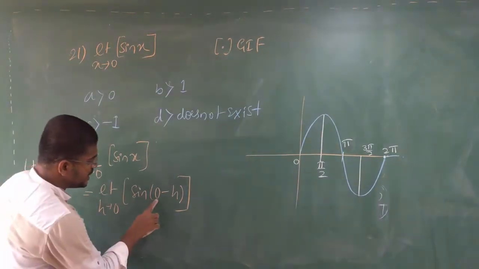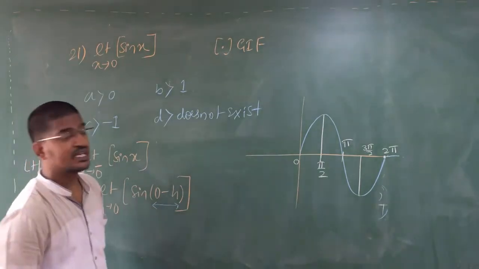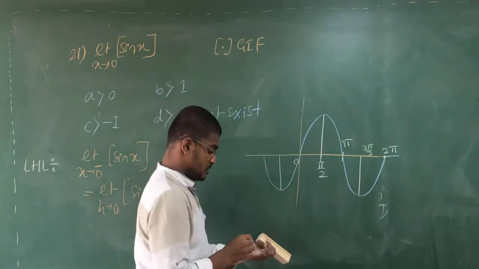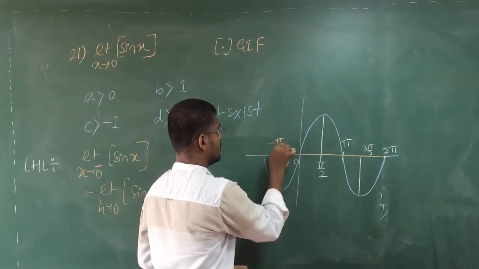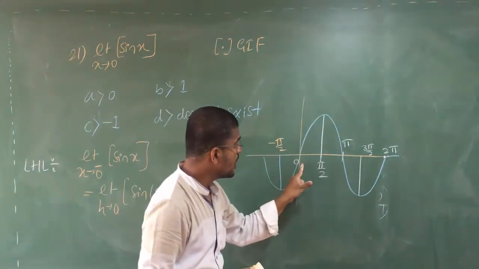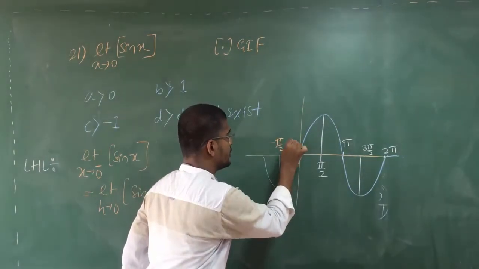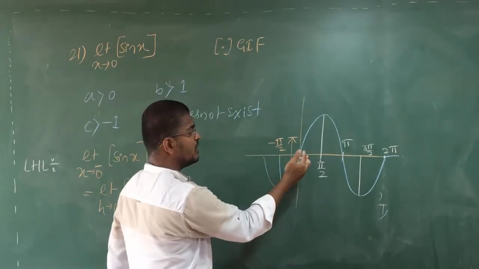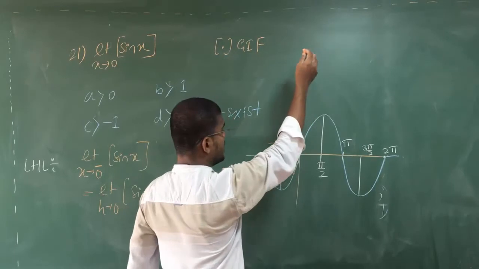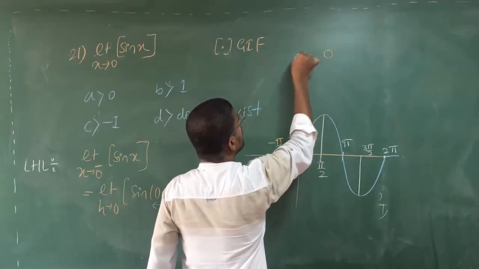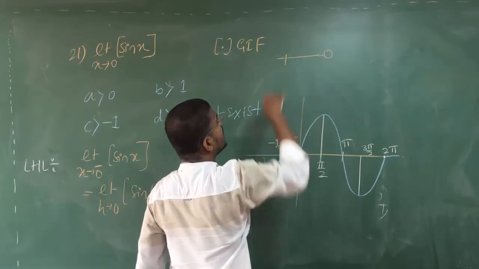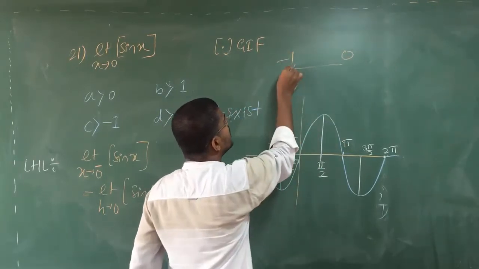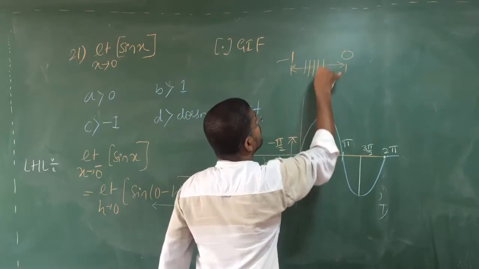Let us see for 0 minus h. For 0 minus h, it will be here, that means in between 0 and minus pi by 2. Clear? In between 0 and minus pi by 2, the range of sin x will be 0 and minus 1. Are you getting my point? So this is 0, this is minus 1. It will be in between 0 and minus 1.